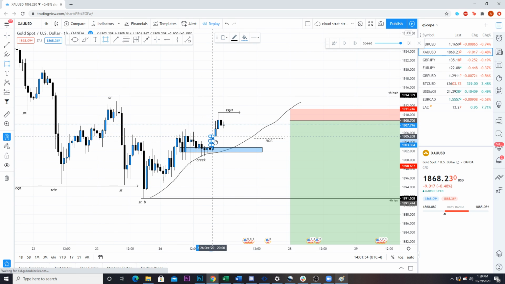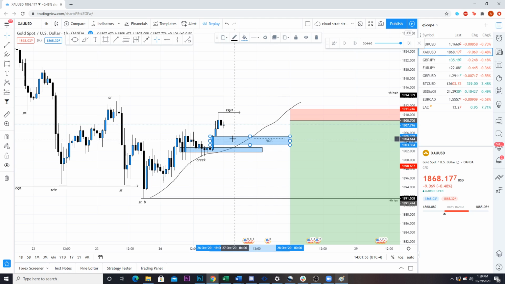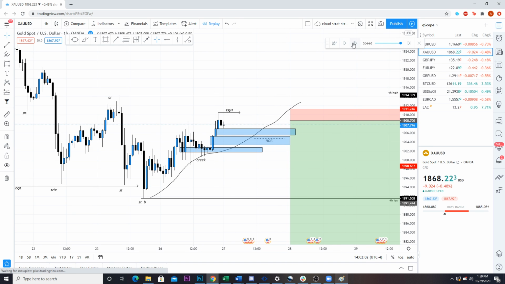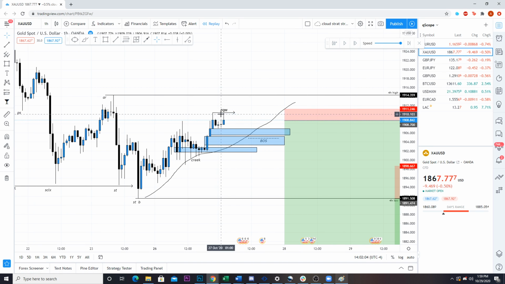Well, we start to create these areas right here. So this becomes an area of imbalance, and so does this area right here. So we can expect those to be hit, right? So let's take a look at what happens. So price comes up and forms equal highs.